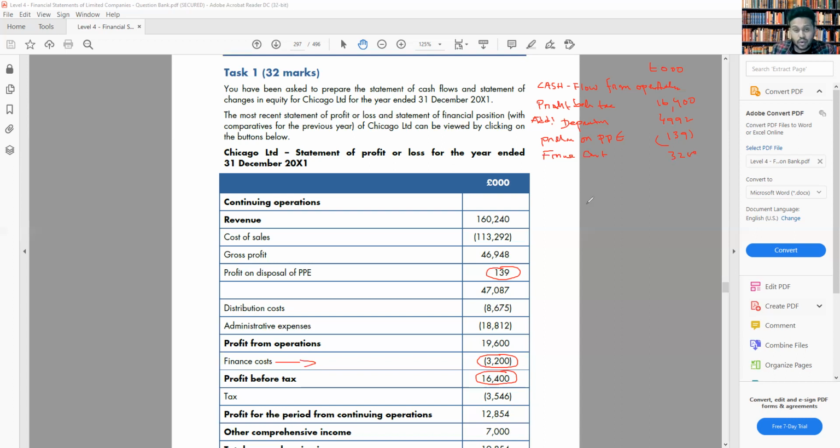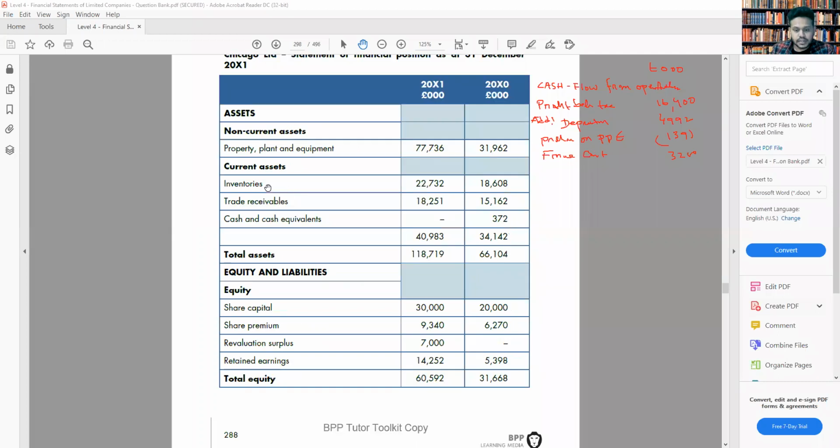Then we have to do some working capital. We have discussed the inventories, payables, and receivables, three things. So let's do that. The first one is the inventories. The inventories last year were 18, and this year are 22, so they are increasing. If I buy more inventory, money is going from my business. So it is cash outflow.